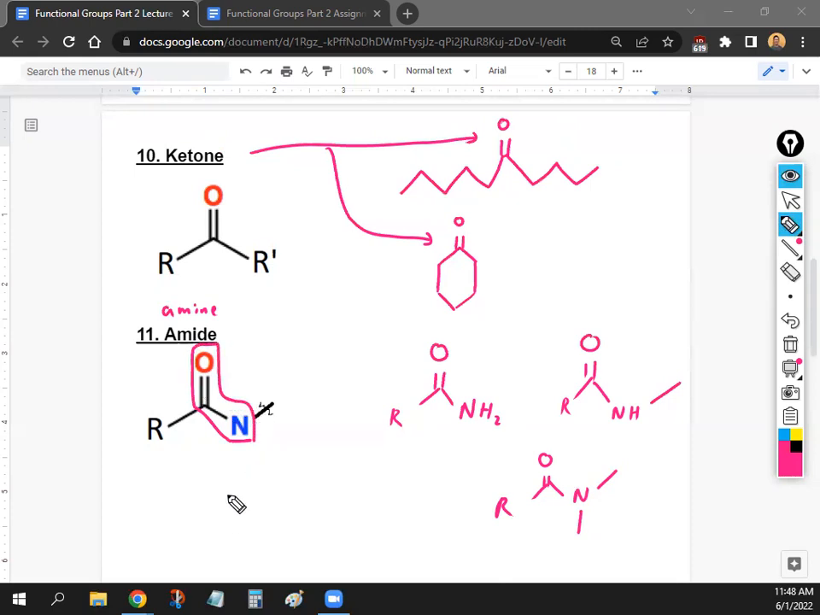Okay. The difference between this and an amine, remember amines don't have the carbon double bond to an oxygen. So you might have an R group, and then you might have nitrogen, but there's no carbon double bond to an oxygen. You guys can kind of see the pattern of the ones we're going over. It's the carbon double bonded to an oxygen. Okay, and then this is the last carbon double bonded to an oxygen functional group.